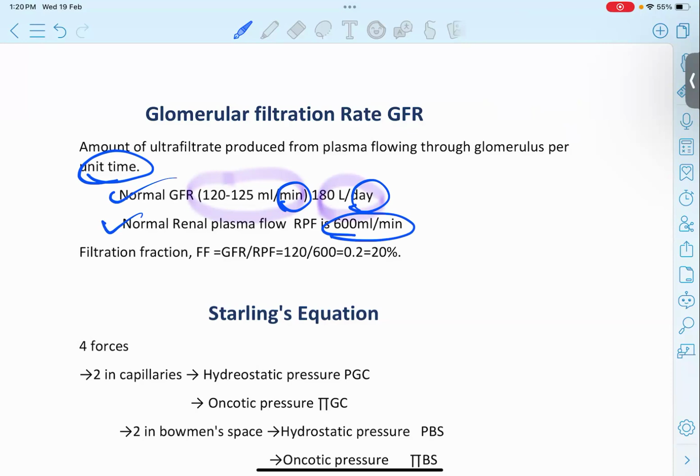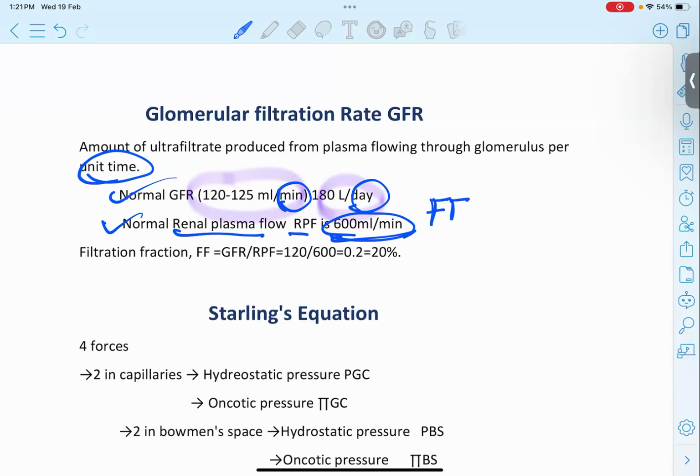We know that the kidney is a highly vascular organ, and the renal artery is a very high pressure artery. Why? Because a huge amount of blood passes through the kidney every minute. So you can guess how much that is. Every minute 600 ml is flowing through the kidney, and this is called renal plasma flow or RPF. Why do we need RPF? We need RPF to calculate filtration fraction or FF.